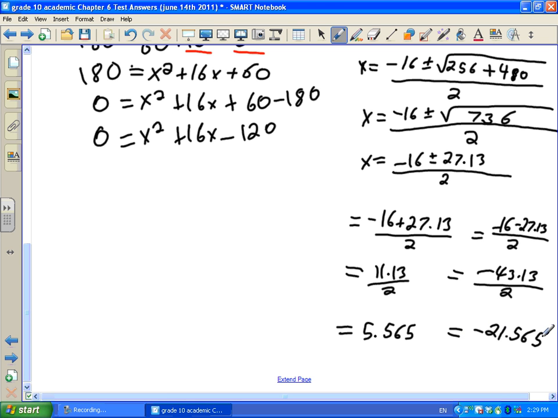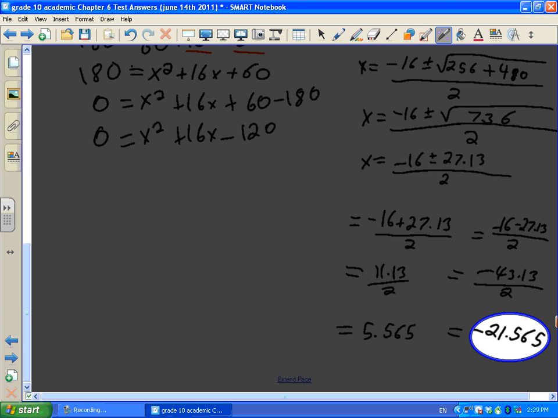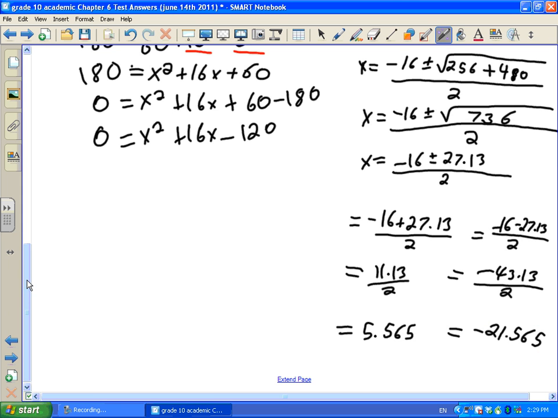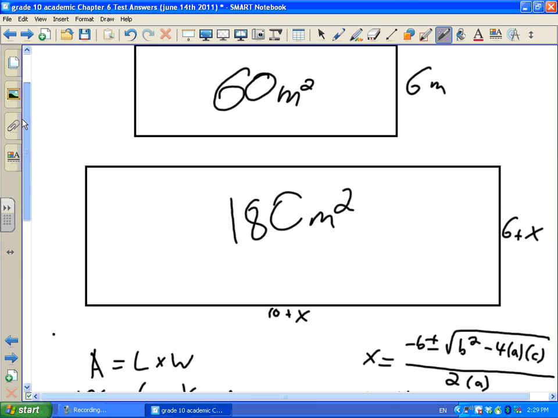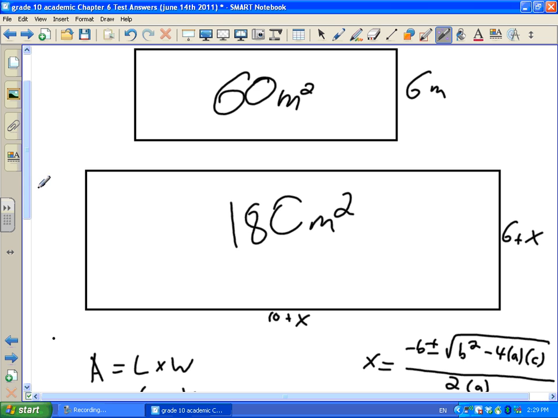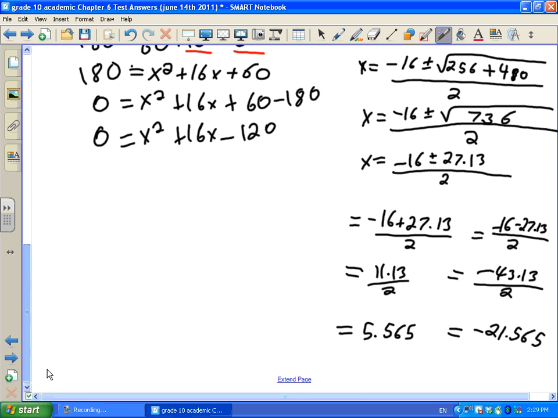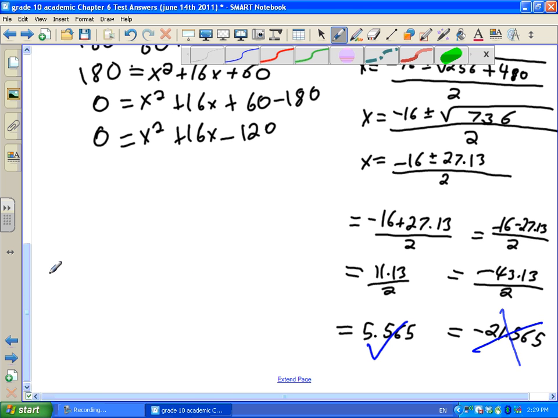Now, okay, so let's think about this. We have our two values of x. x is equal to 5.565 and negative 21.565. Let's go to our equation above for our new area. We scroll up. Is it possible I could have reduced the sides by 21 to get a larger area? No, so we know that the negative 21 doesn't make sense. That can't be a possible one, so we're going to scratch that out. So our new measurement is 5.565. That's what he's increasing by.